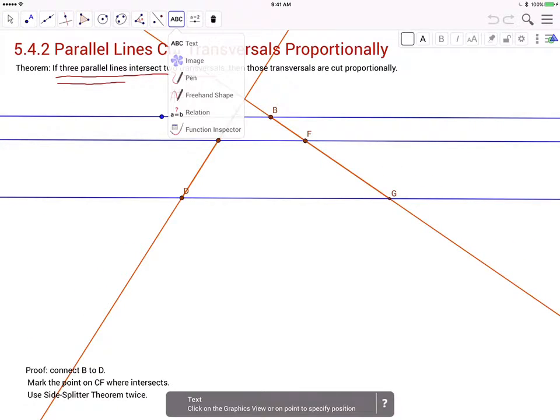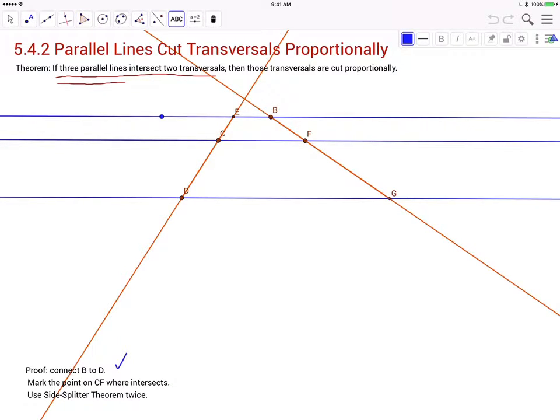Nice proof goes something like this. If you look down here, connect B to D. Let's mark this point in here as X. And now, in fact, what we have with triangle EDB is a side splitter theorem where EC relates to CD the same way that XB relates to XD.